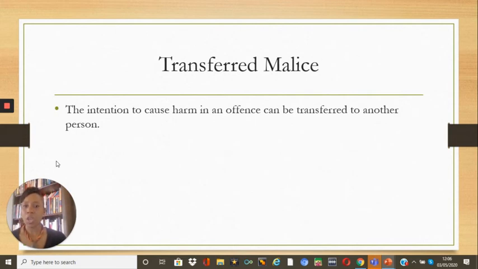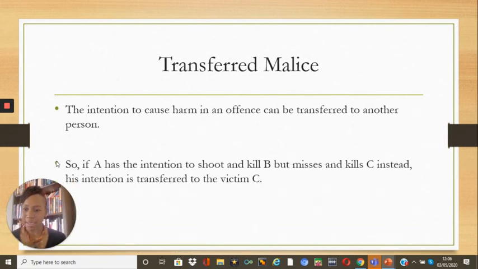So transferred malice means that the intention to cause harm in an offense can be transferred from one person to another person. Let me try and explain that in more detail. What it means is that if A has the intention to shoot and kill B, let's call A Aaron, and he wants to shoot and kill B, Brandon, and he misses and he kills Claire. A's intention, Aaron's intention, is now transferred to the victim C, even though he intended to kill B, Brandon.